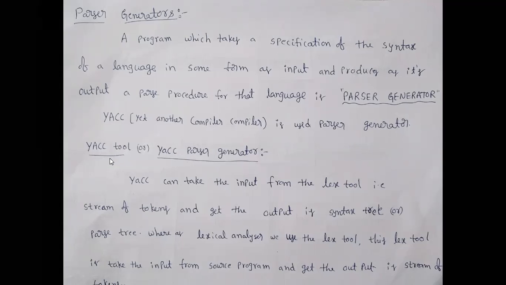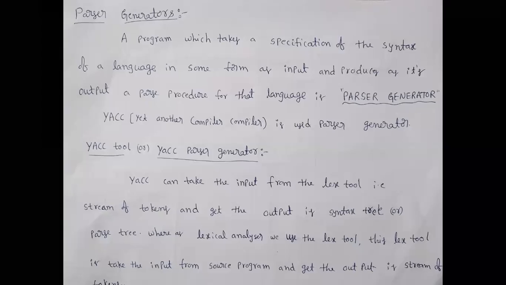So how do we use this YACC tool or YACC parser generator? YACC can take the input from the Lex tool. What does the Lex tool do? We convert the source program into a stream of tokens by using the Lex tool. The input is the source program and the output is the stream of tokens. The Lex tool generates the output, and that output is taken by the YACC program as its input.